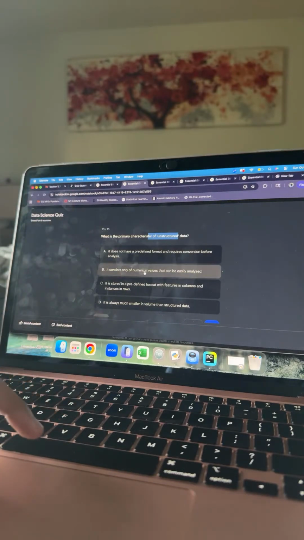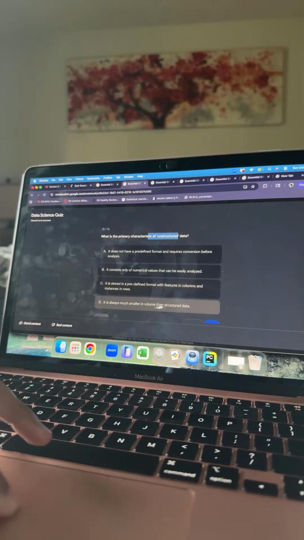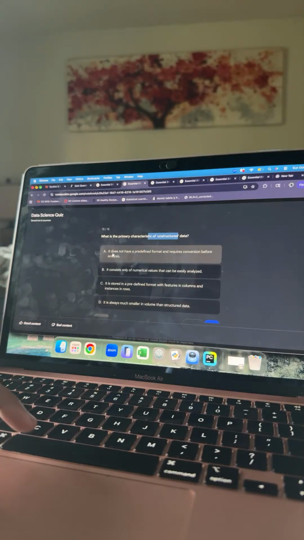It consists only of numerical values and can be easily analyzed. No, that is definitely structured. It is stored in a predefined format with features in columns and instances in rows. No, that's also structured. It is always much smaller in volume than structured data. I'm not sure about that, but maybe it's D, though I think it does not have a predefined format.